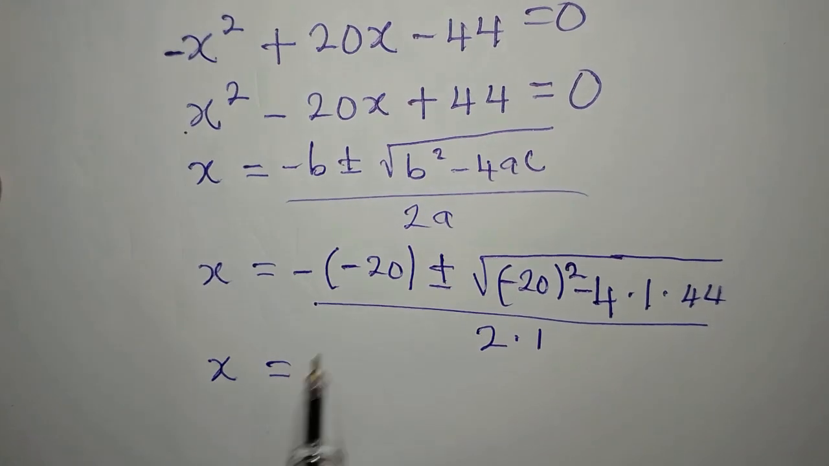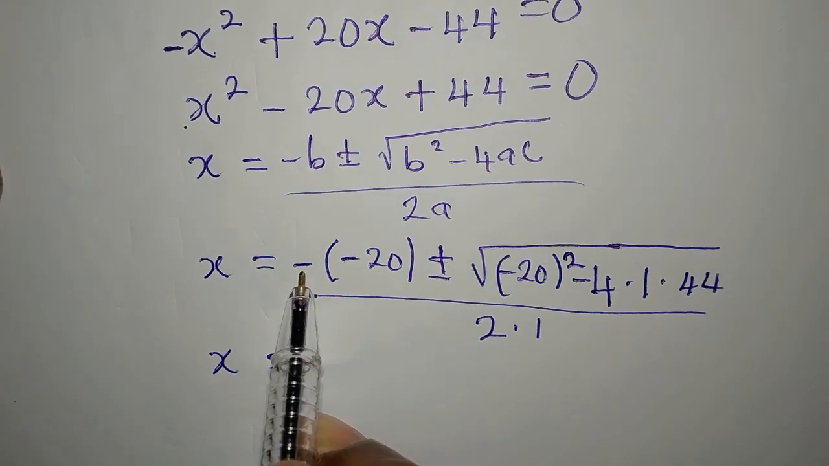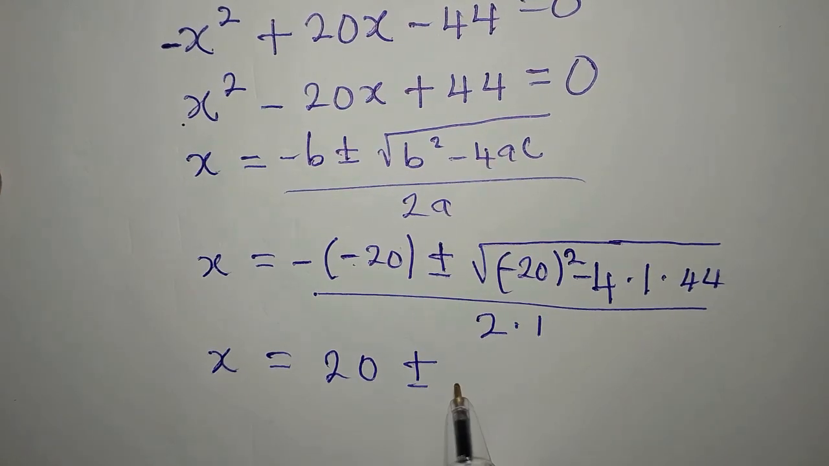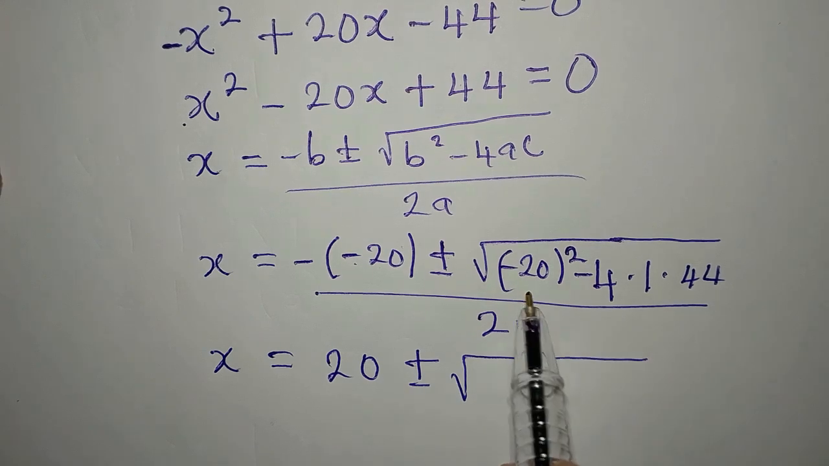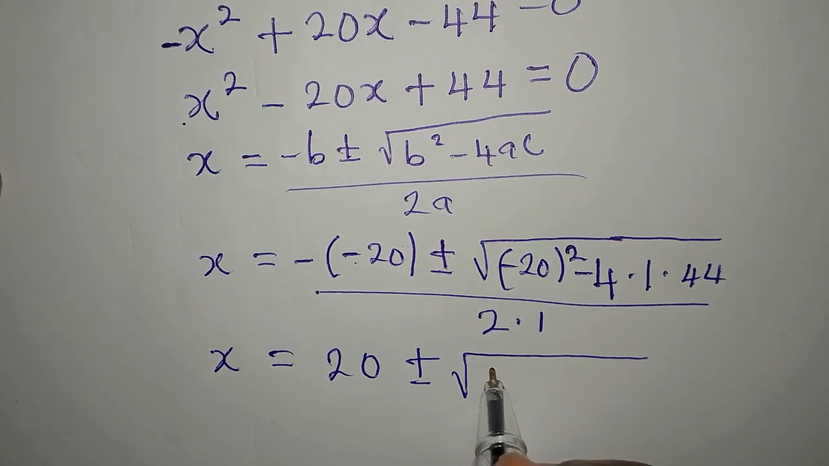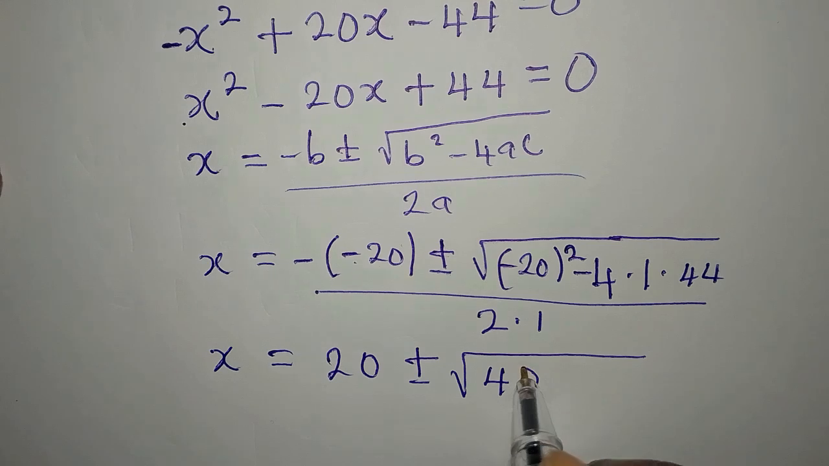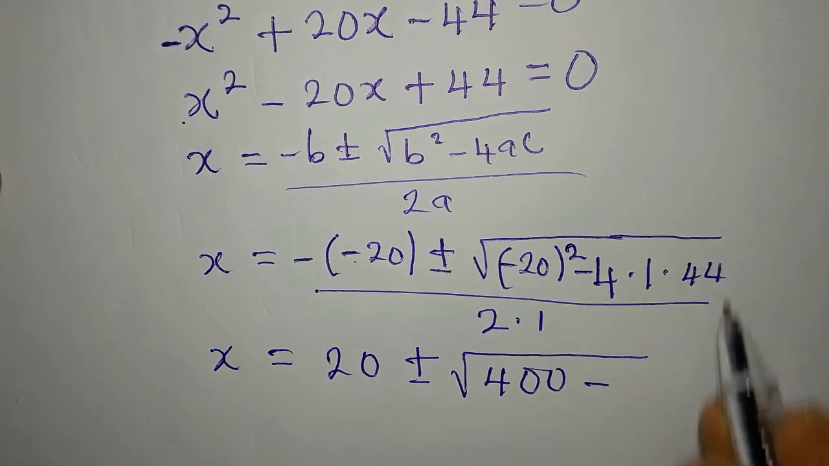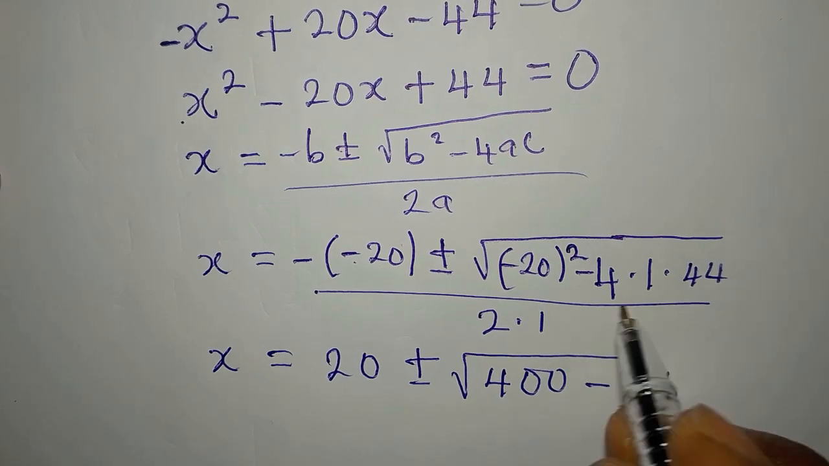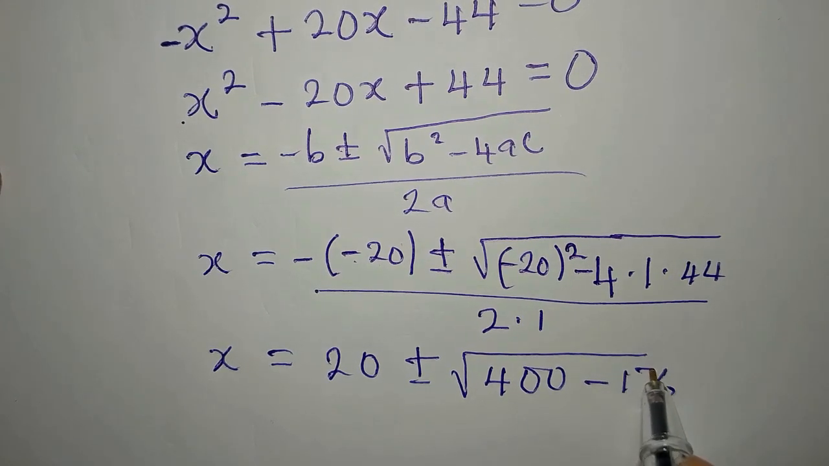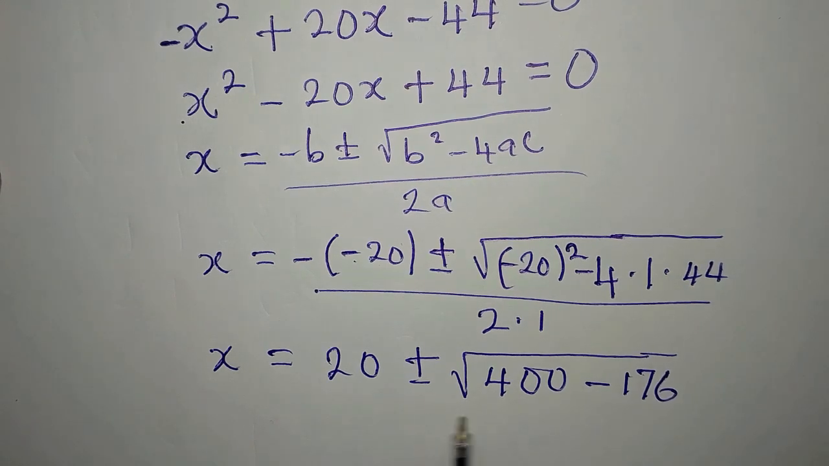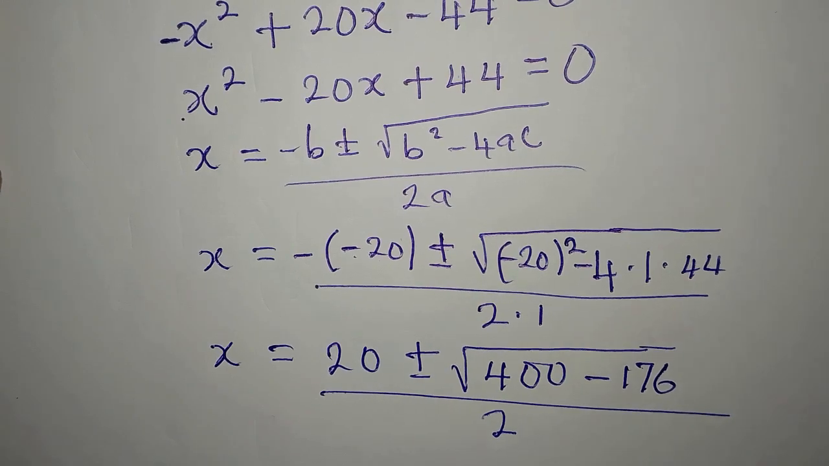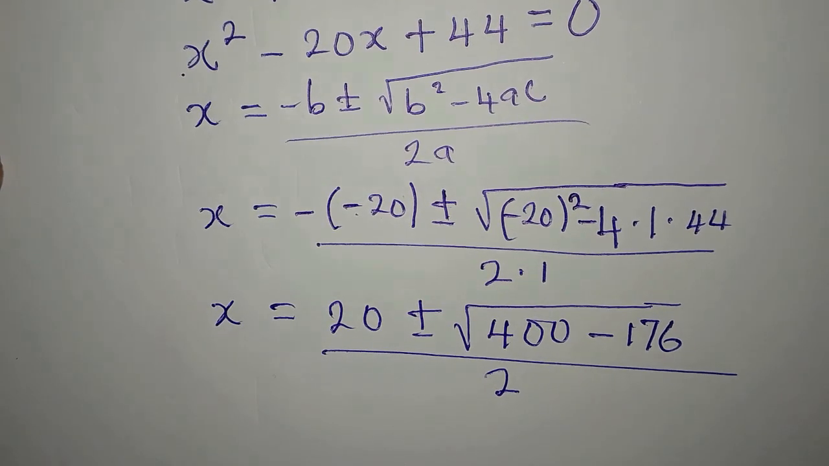Our x is going to be minus times minus will give us positive 20, plus or minus. Then we have this minus 20 squared will give us 400, right? Then minus 4 times 44, right? 4 times 4 is 16. Then 4 times 4 again will now give us this. So we have this, and this is all over 2, because 2 times 1 is 2, right?